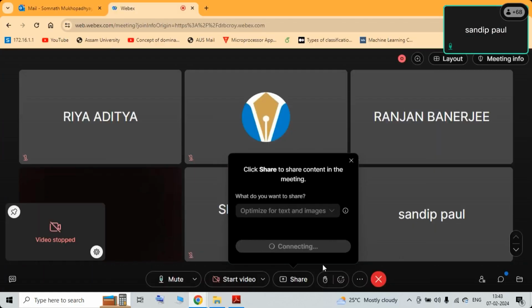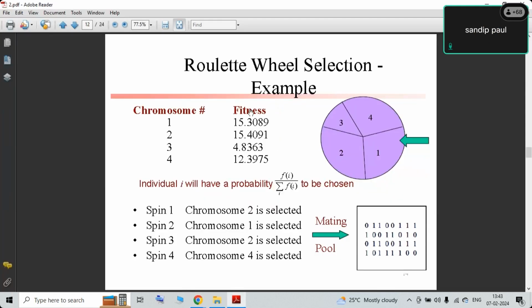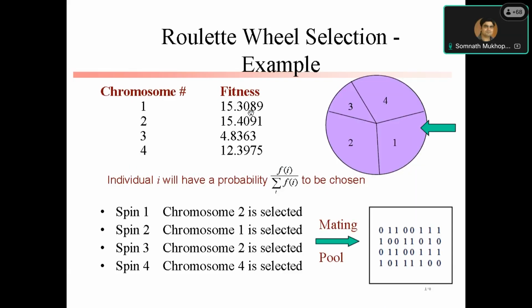In the slide of genetic algorithm, this one. It's not visible. Still not visible? Yes, sir, visible. This slide. Yes, sir. What is the question, please?